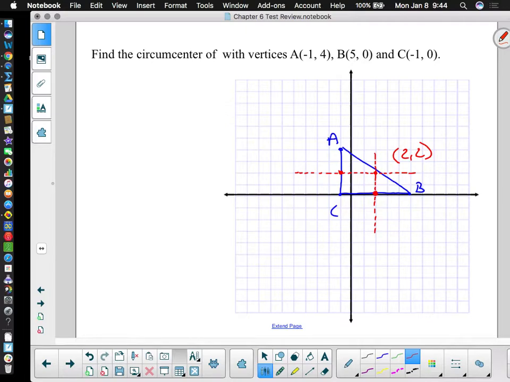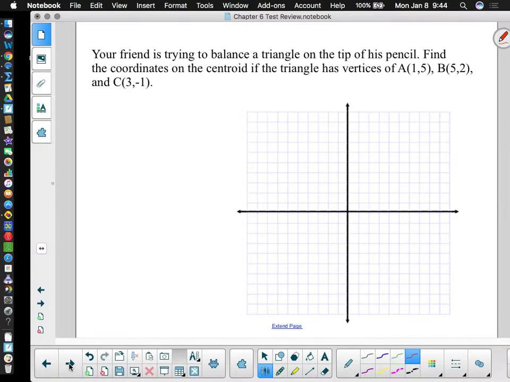And there we are. I found my circumcenter, (2, 2). Balance point for a triangle, which is the centroid, which is where the what's intersect? Medians, there we go. Medians intersect at the centroid. And centroid is super easy, I don't need to graph it, do I?